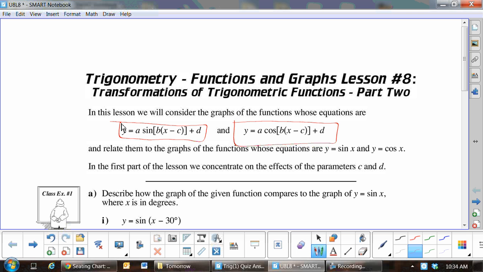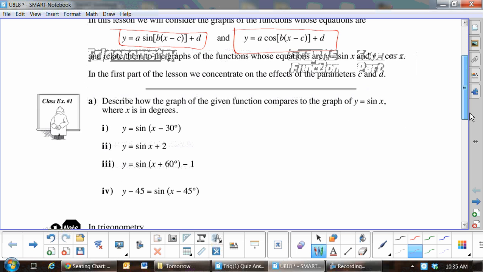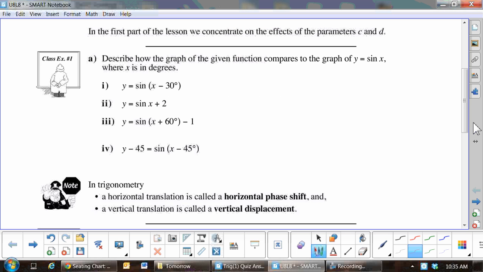Okay? Now, if I had y equals sine of x minus 30 degrees. Okay? What do you think that means? Okay, don't yell it out. I want you to think about it. I'm going to pick somebody. What do you think that means? Well, go with what you know. If I would have given you this 3 months ago, you should have been able to do it.